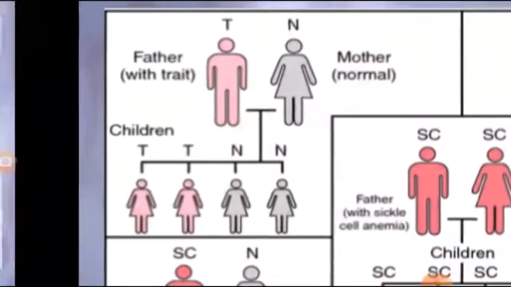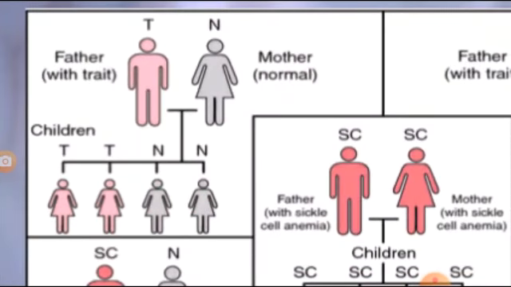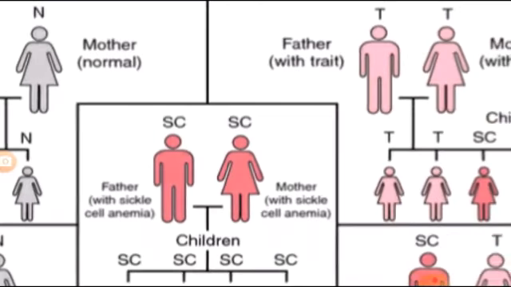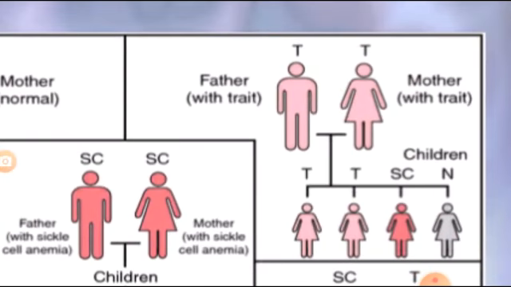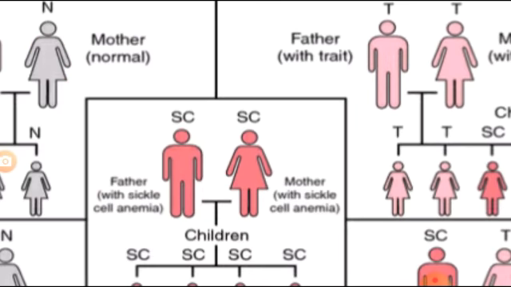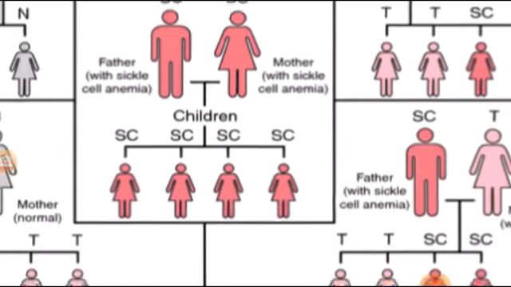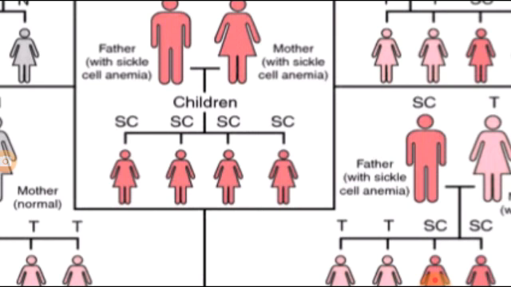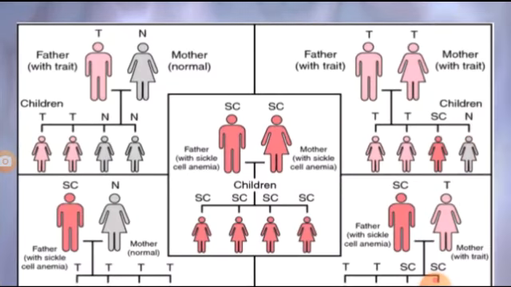When the father is suffering from a disease and the mother is normal, in that condition the chances of the children being affected will be 50-50%. When both the mother and the father are carriers of the trait, in that condition also the chances are 50% suffering, 25% carrier, and the normal will be 25%. Similarly, when both the father and the mother are suffering from sickle cell anemia, in that condition all the children will suffer from the disease sickle cell anemia.